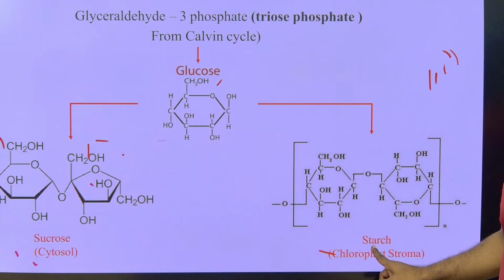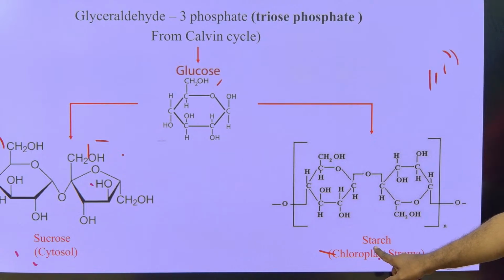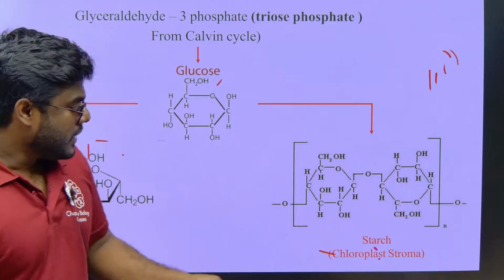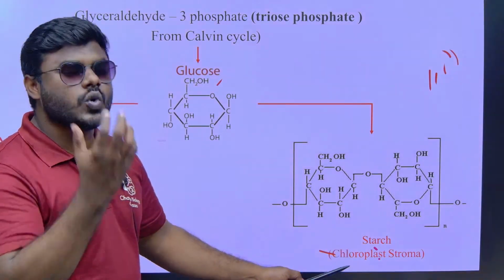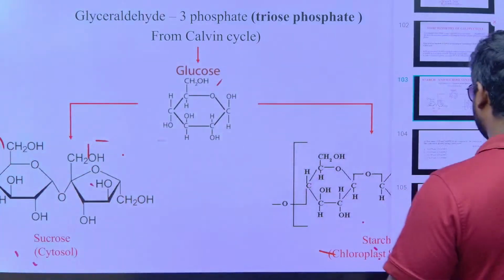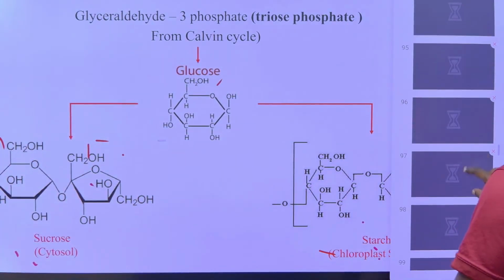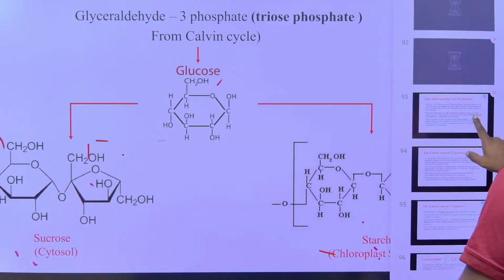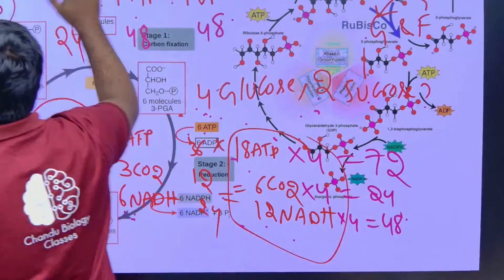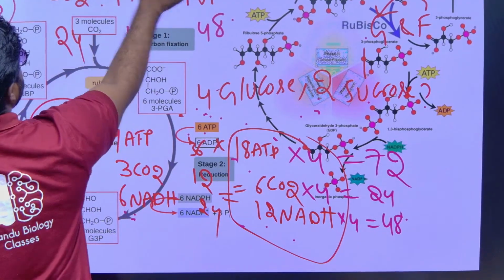What is starch? Polysaccharide. What is polysaccharide? Poly means many, saccharide means sugar. So many sugars, that is many glucoses, come close together and can form starch. No point of getting confused over there, and it is easy to understand. So this is what pathway? C3 pathway. Now the real problem is here.